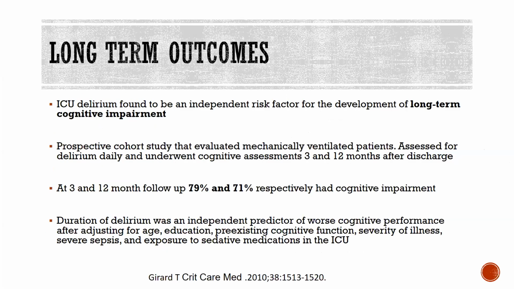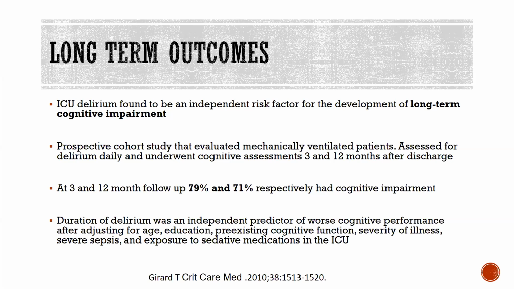ICU delirium has also been found to be an independent risk factor for the development of long-term cognitive impairment. So another study that was done was a prospective cohort study that specifically looked at mechanically ventilated patients. They assessed for delirium daily, and these patients underwent cognitive assessments at 3 and 12 months following discharge. And at 3 and 12 months following discharge, 79% and 71% respectively had some form of cognitive impairment.